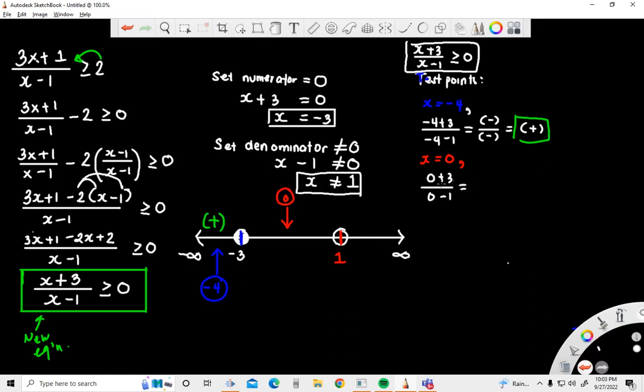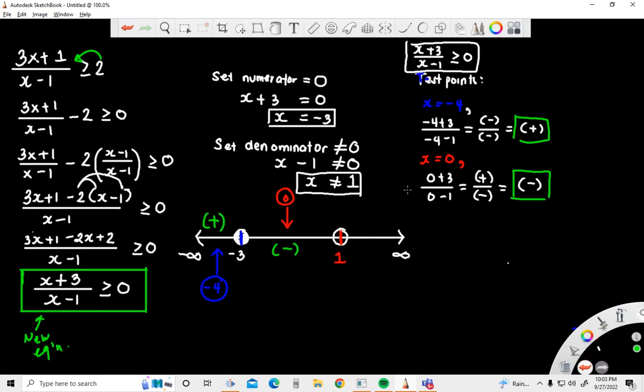0 plus 3, that would be a positive number. 0 minus 1, that is negative 1, which is a negative number. And when you divide two numbers na magkaibang sign, the result will always be a negative sign. So, ito po ay negative sign. Therefore, in here, we have negative results for answers.